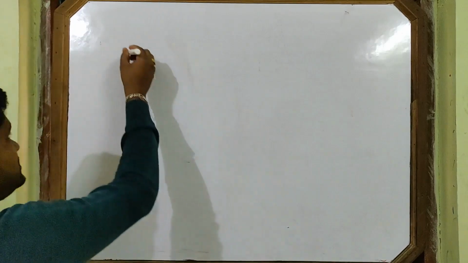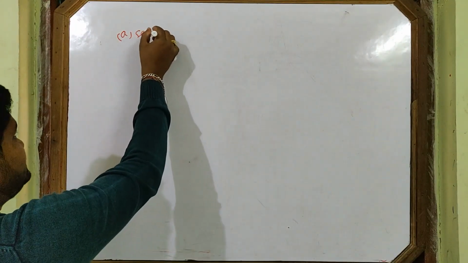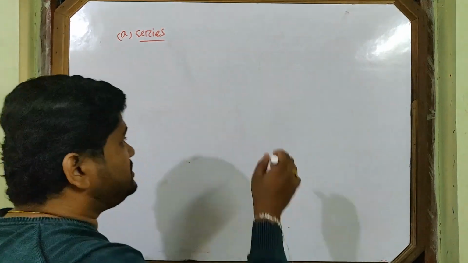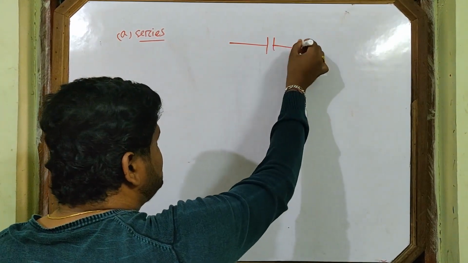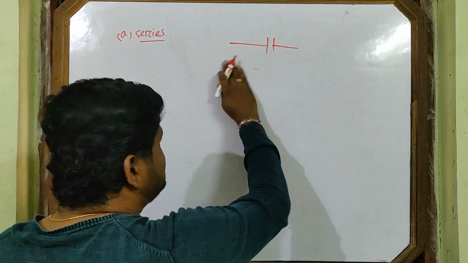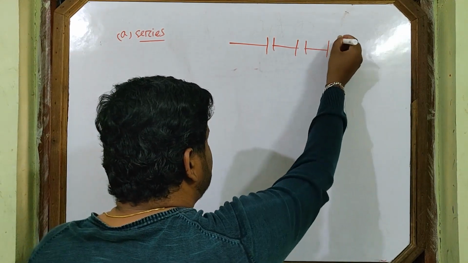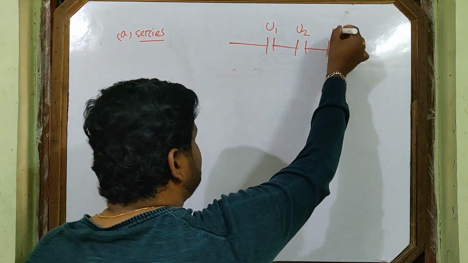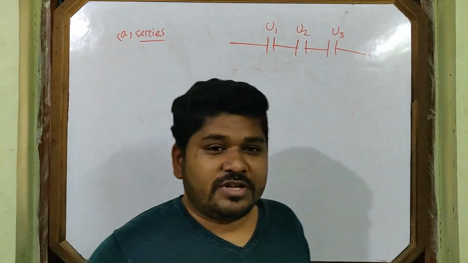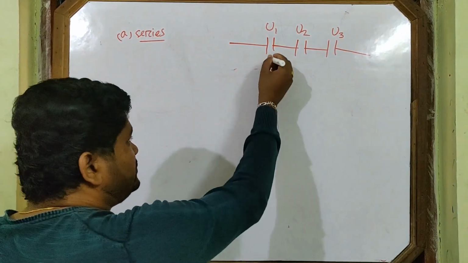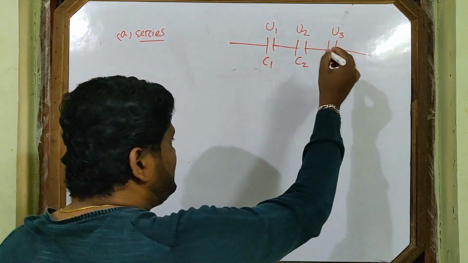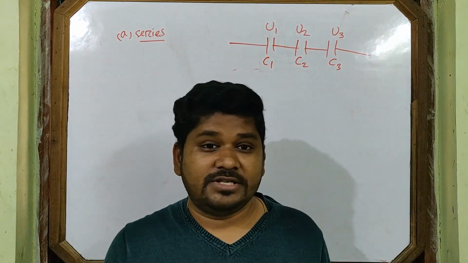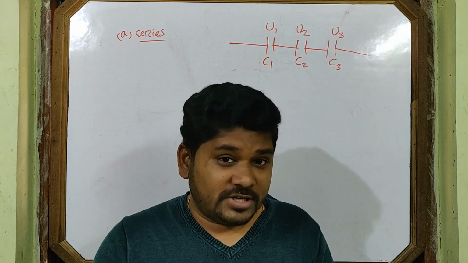Suppose there are 3 capacitors. Let's see first the series combination, the energy stored in a combination of capacitors. Suppose the energy stored in the 3 capacitors is U1, U2, U3. Their capacitances are different, C1, C2, C3. Then what is the total energy stored in the series combination?